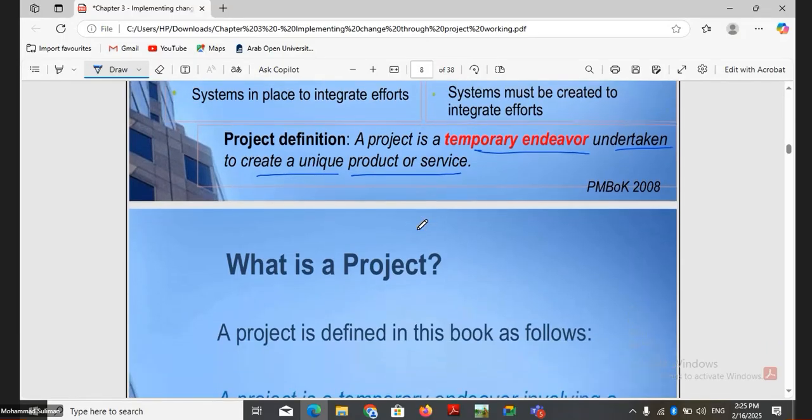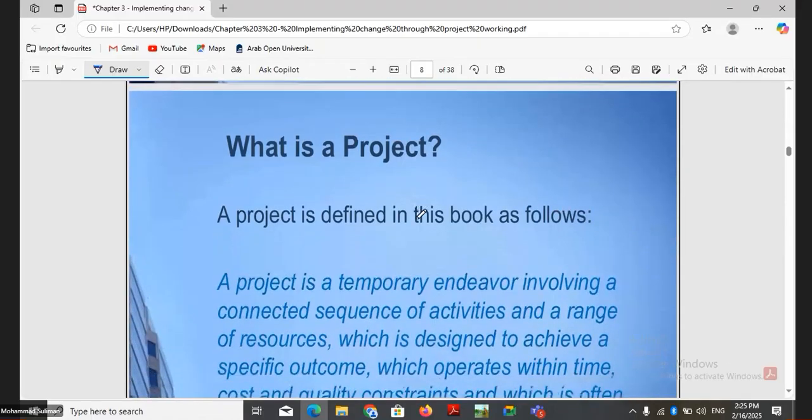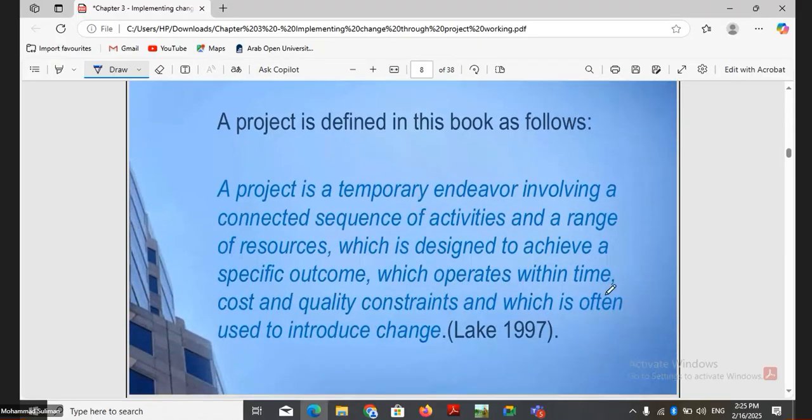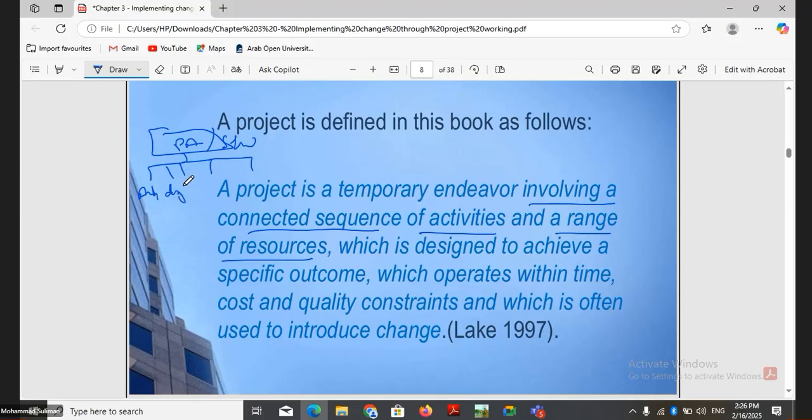The project is defined in this T227 book as a temporary endeavor, a work involving a connected sequence of activities and a range of resources. It means a project will have a set of activities. Project A will have many different activities. For example, in a software project, there is analysis, design, a coding process, a testing process, and a maintenance process. So it has many different activities.